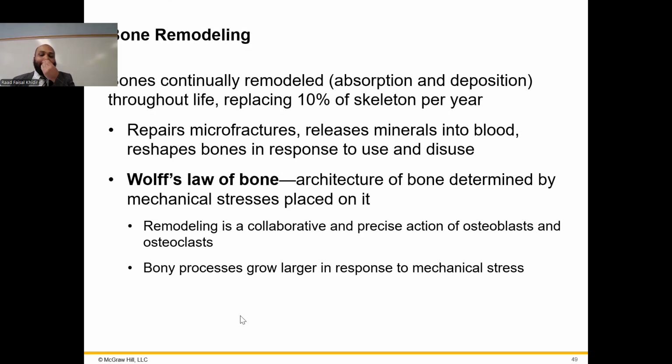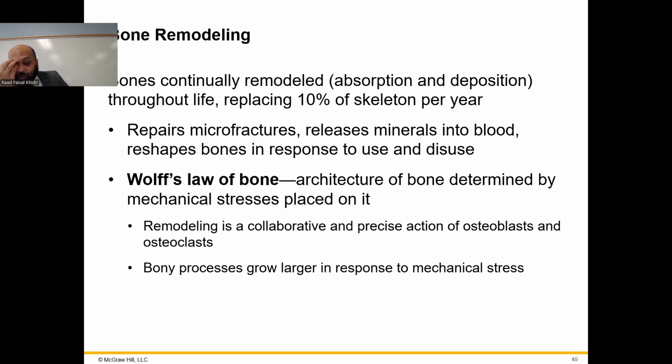Okay. Bone remodeling. So bones continually remodel. They absorb and deposit, replacing 10% of the skeleton per year. So your skeleton is not the same over a lifetime. So every 10 years, your entire skeleton has been remodeled, because 10% is replaced every year. Yeah, that's why you get short. So it repairs the microfractures. That's what's going to repair the microfracture.